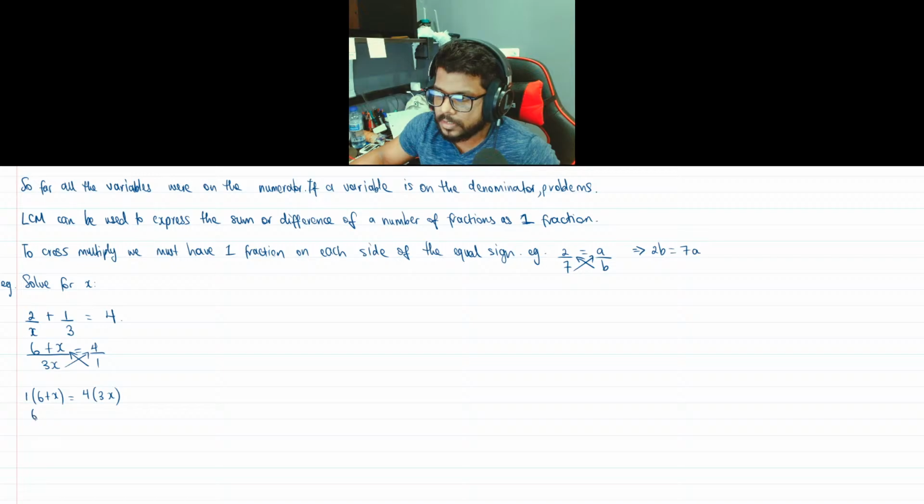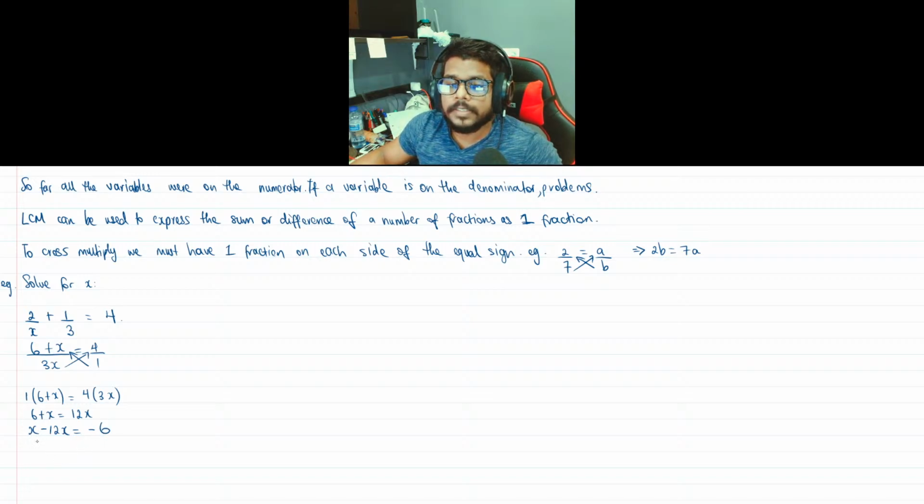1 by 6 plus x is 6 plus x. 4 3s are 12x. I rearrange, send the 12, send the 6. The x remains there. The 12 goes across, becomes minus 12x. 6 goes across, becomes minus 6.